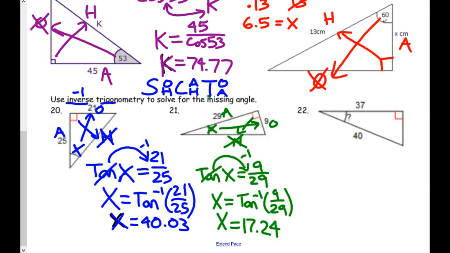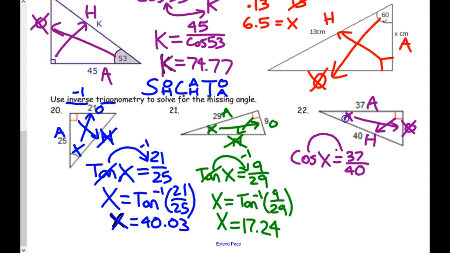Alright, next one over here. Again, here's X, so I'm going to label O, H, and A. No O, so cross it out. AH is cosine. So cosine X equals A over H. So 37 over 40. Cosine goes to the other side, but it's going to be an inverse. So X equals cosine inverse 37 over 40.